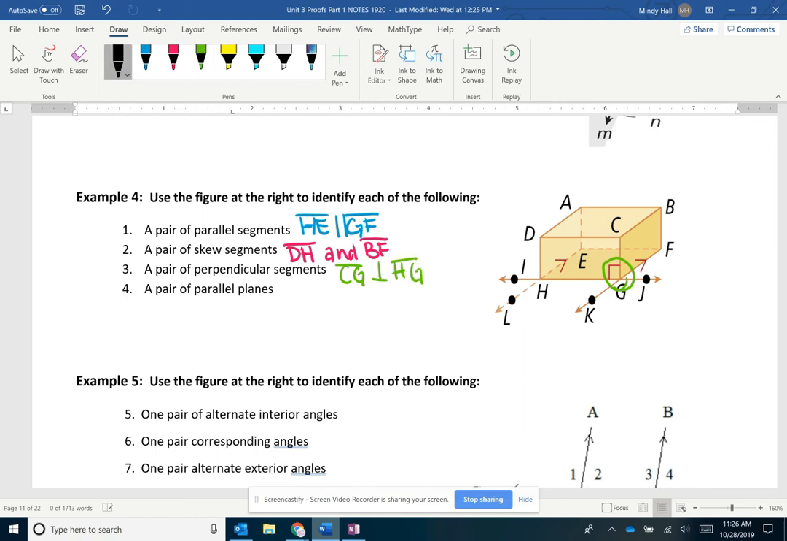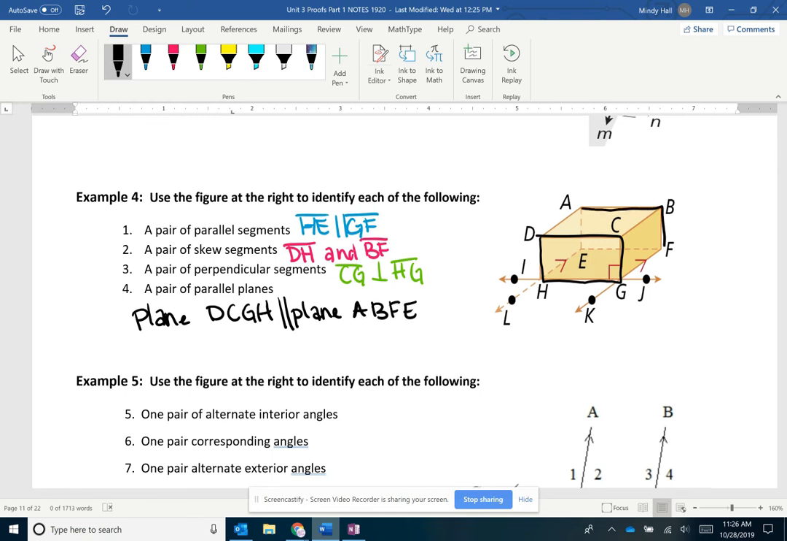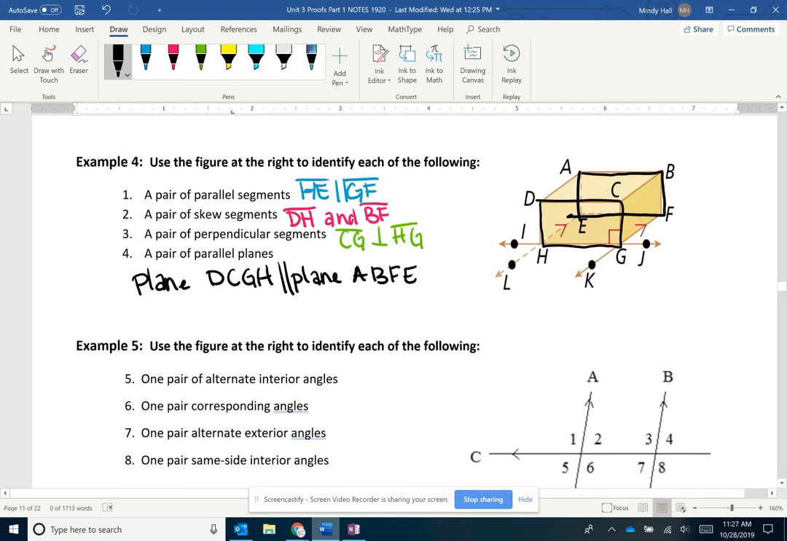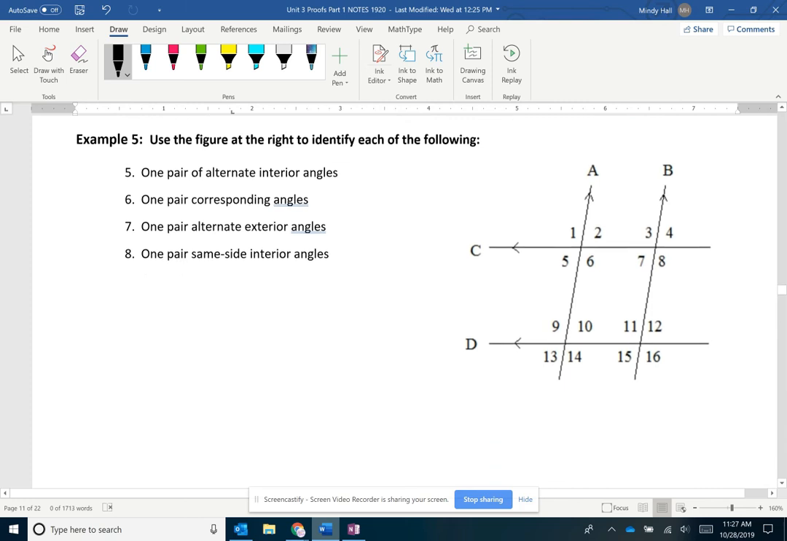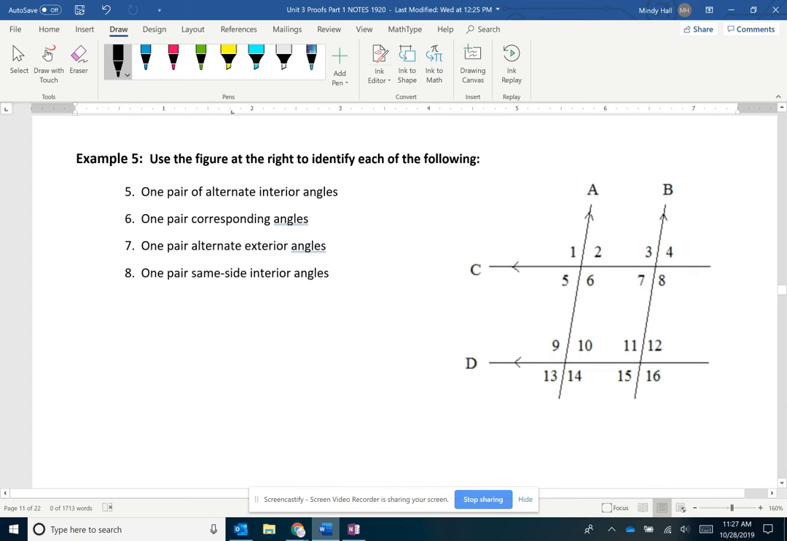And then parallel planes is going to be like the top and the bottom of the box, or the front and the back of the box. So looking at this, we could say plane DCGH, because you do want to follow it around the shape, is parallel to plane ABFE. And again, you want to kind of go in the same order that you went the first time. Okay. So then last but not least, we want to just identify each of the following.